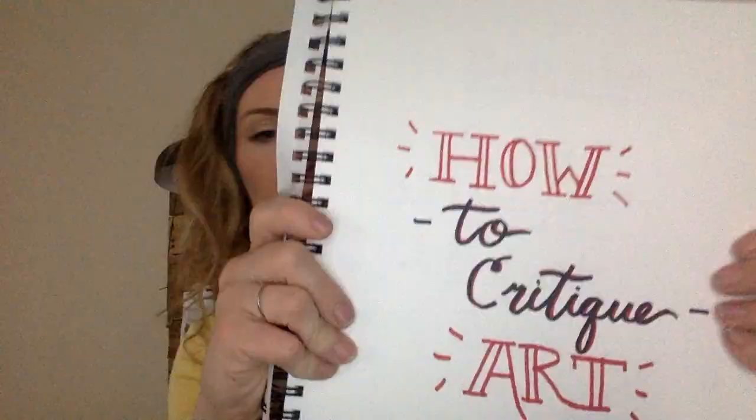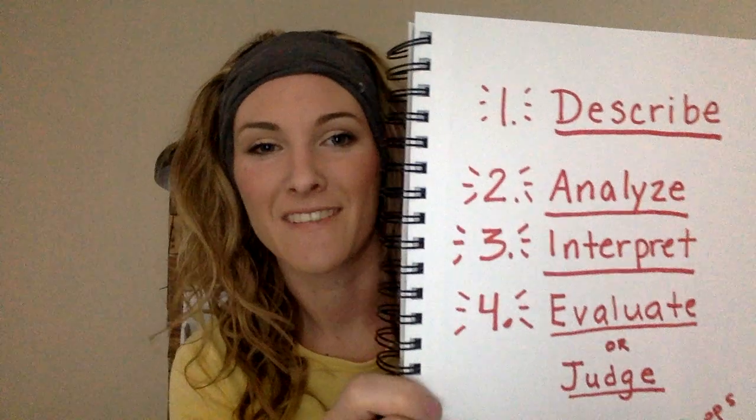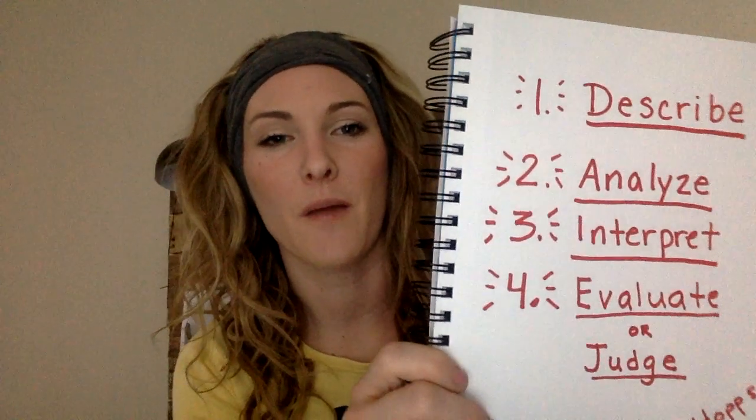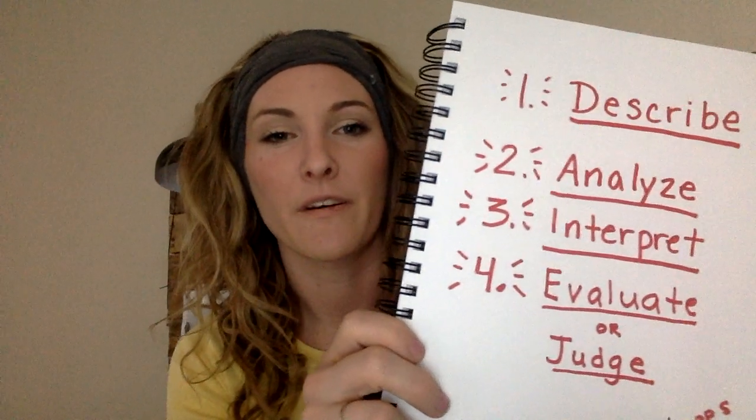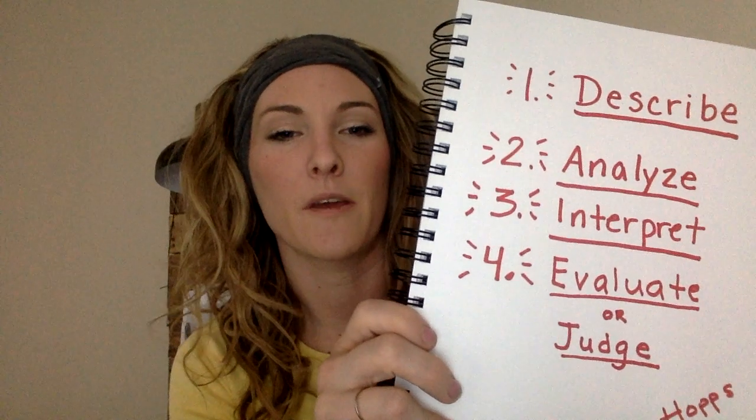So this week, what we're working on is uploading our weekly sketches, and we're working with art critique. So, critiquing art, how to. There are four main points that you're going to want to point out when you're working with art. Those four are: describe the work, analyze the work, interpret the work, and evaluate or judge the work.